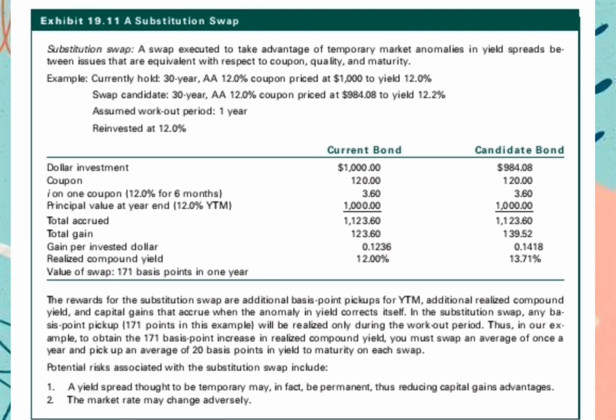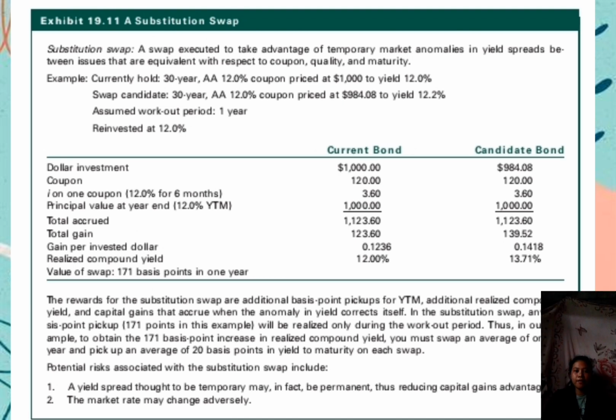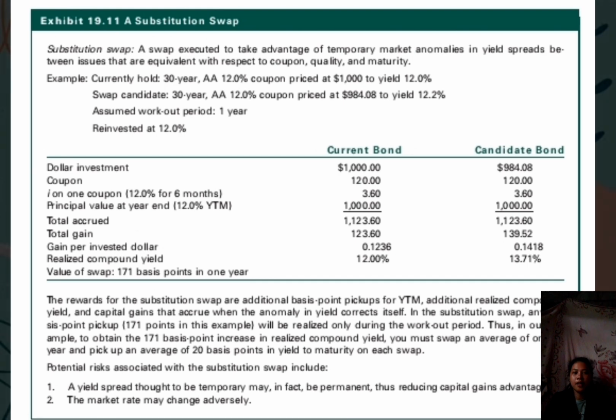The table compares the financial aspects of both bonds over a one-year period, highlighting a total gain of $123.60 for both. The key benefit is the additional 171 basis points of yield pickup and capital gains realized when the market anomaly corrects itself. However, this strategy carries risk. The yield spread anomaly might be permanent, reducing capital gains, and market interest rates could change adversely.